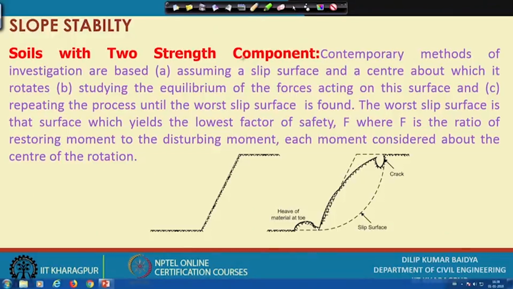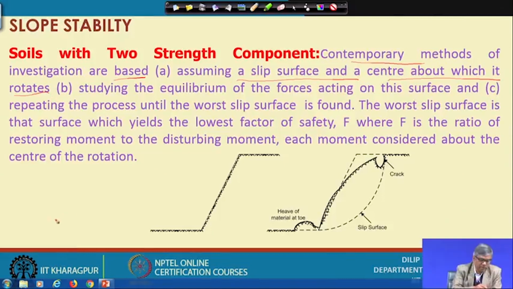We can see the contemporary methods of investigation are based on assuming the slip surface and a center about which it rotates. When we considered granular soil, we considered a planar slope. If it is a slope like this, the failure plane is also parallel to it at some depth. But when soils possess cohesion and friction, the failure surface will not be planar; it will be something like this shown here.